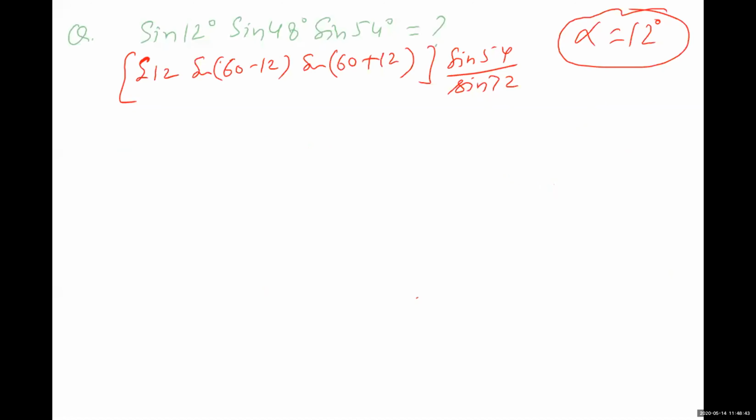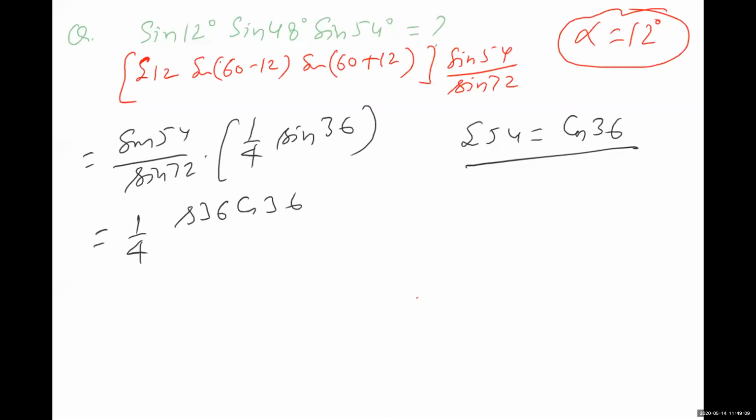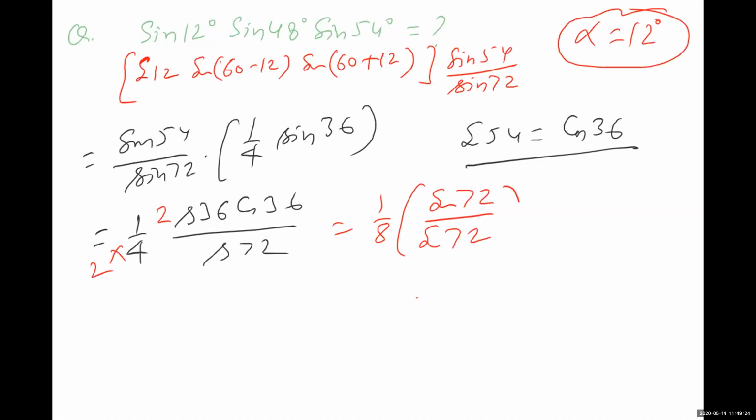This step you understood: I have multiplied and divided by sine 72. So this is sine 54 upon sine 72, which is 1/4 sine 3 alpha, that is sine 36. Now sine 54 is equal to cos 36 because they are complementary angles. So this is 1/4 sine 36 cos 36 upon sine 72. Now again multiply by 2 and divide by 2. So this is 1/8, 2 sine theta cos theta is sine 2 theta, sine 72 upon sine 72, which is equal to 1/8.